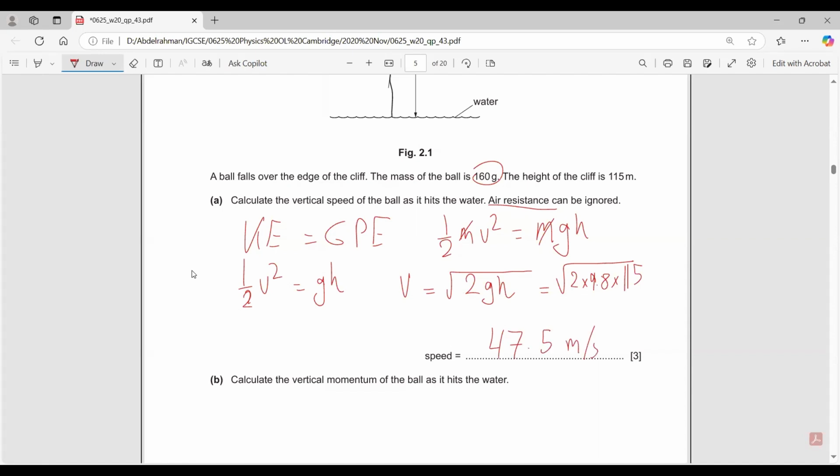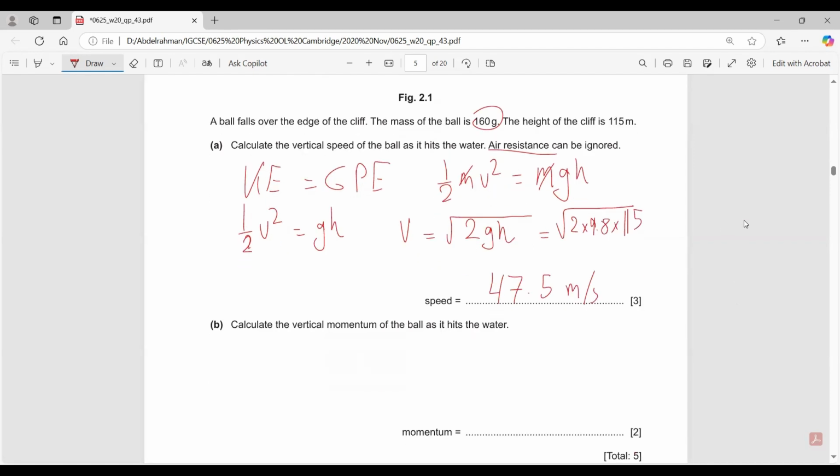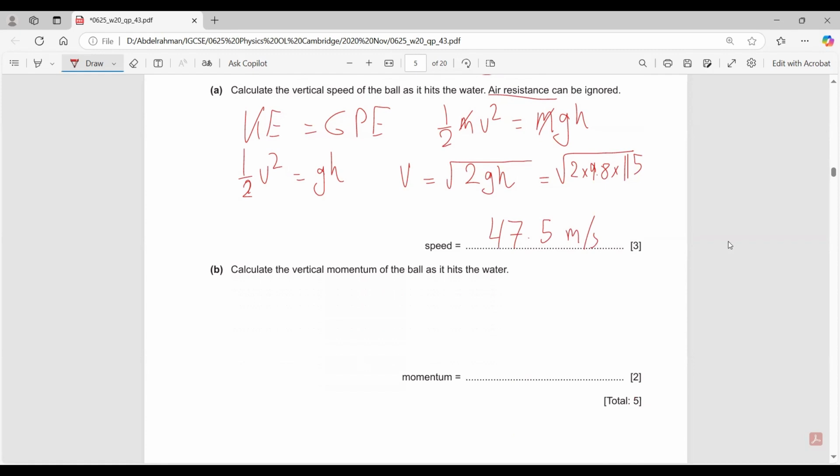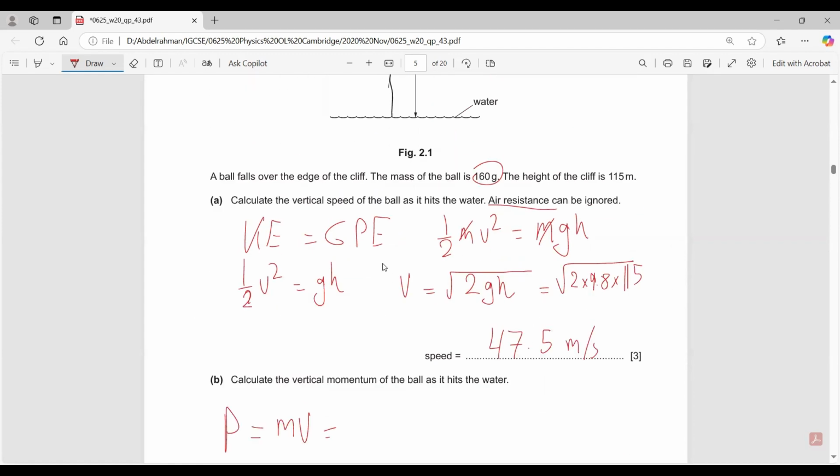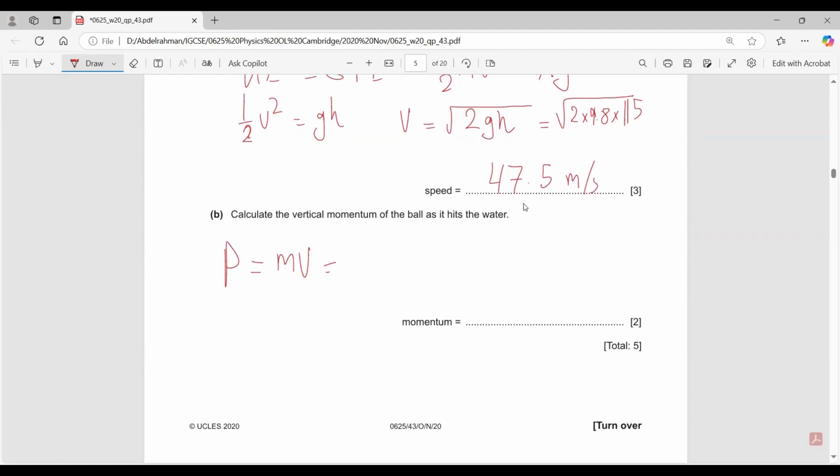47.5 meters per second. This is the final speed of the ball right before it hits the surface of the water. Calculate the vertical momentum of the ball as it hits the water. Vertical momentum, so P equals momentum equals mv. The mass of the ball is 160 grams. This is definitely not the SI unit. We have to convert it to the SI unit, which is 0.16. Mass is 0.16 divided by 1,000 times the velocity 47.5.